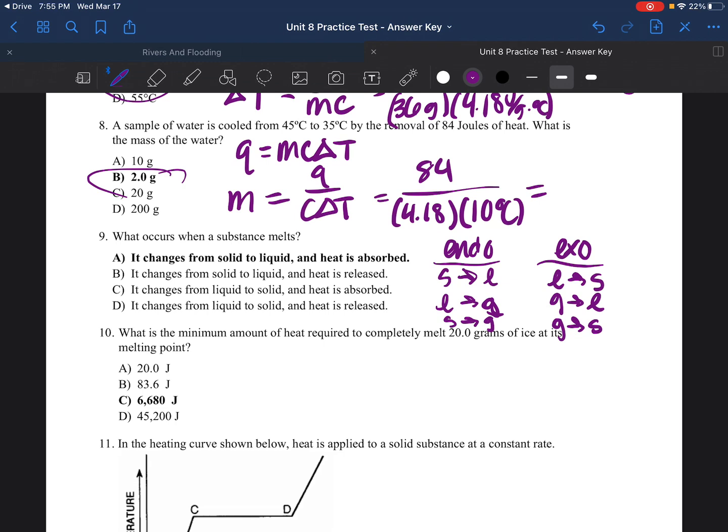So if a substance melts, this is going from solid to liquid. So this is going to be an absorption or an endothermic reaction. Number 10, what's the minimum amount of heat required to completely melt?